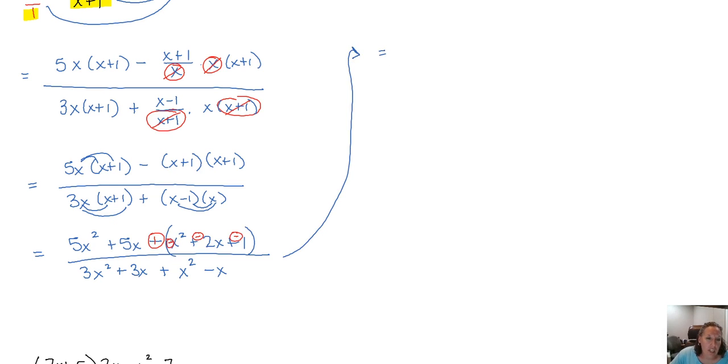5x squared and a negative x squared is going to be 4x squared. And then we've got 5x minus 2x is 3x, and then minus 1. And then in the denominator, 3x squared plus x squared, that's going to give us a 4x squared. And 3x minus x is 2x.